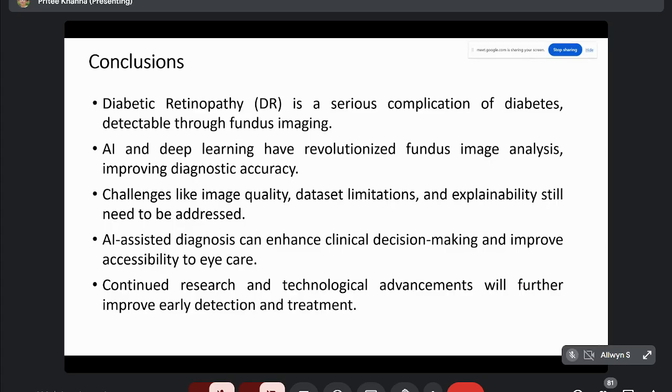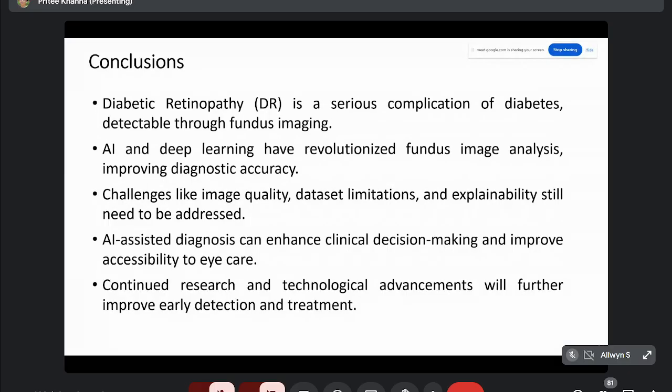So at the end, I would like to say that AI assisted diagnosis can enhance clinical decision making, and it can improve the accessibility to eye care. Of course, as I told you, I have also had this floater for the past 1 year, but sometimes the schedule is so difficult that it is really difficult to go to the doctor, because they dilate and it takes a full day basically.